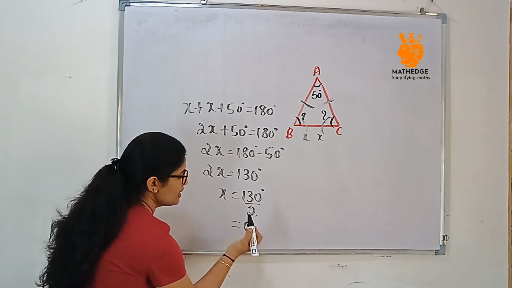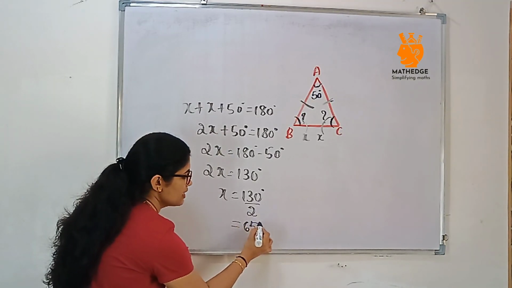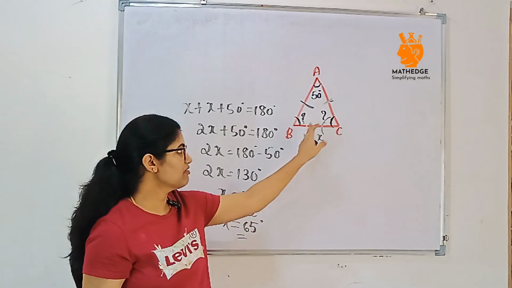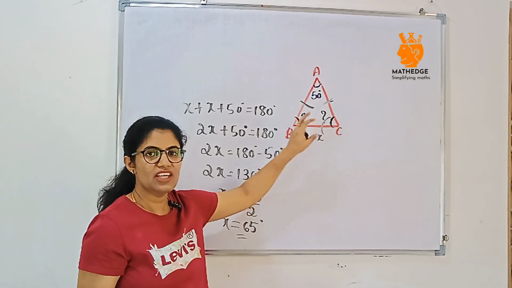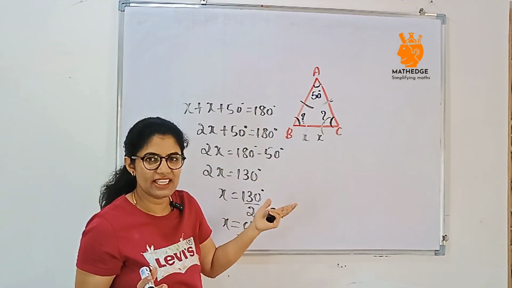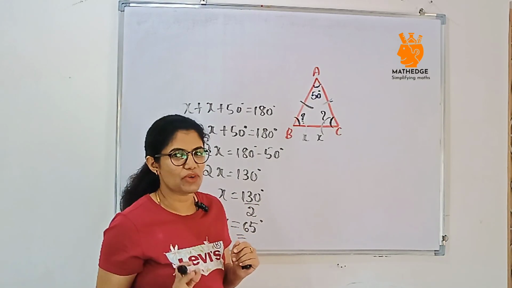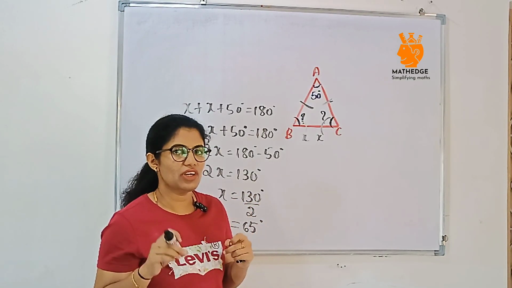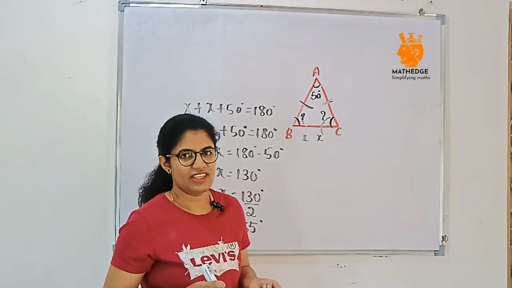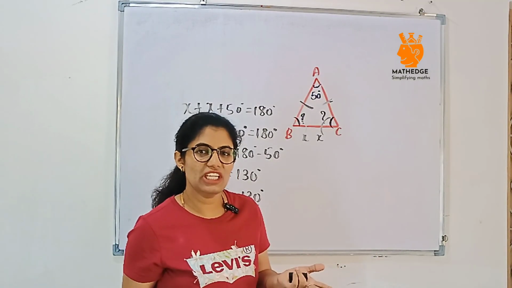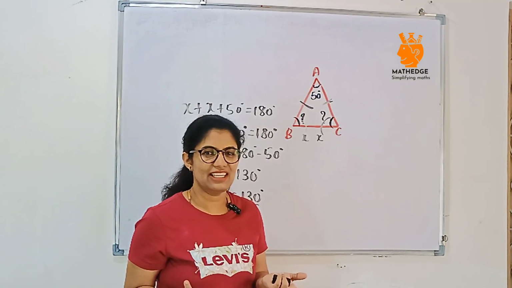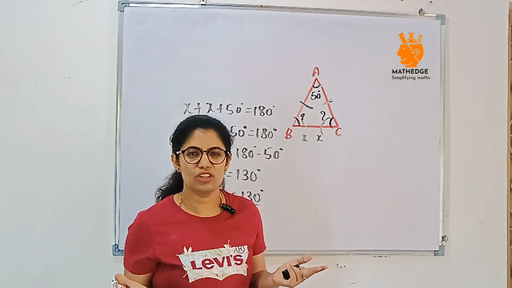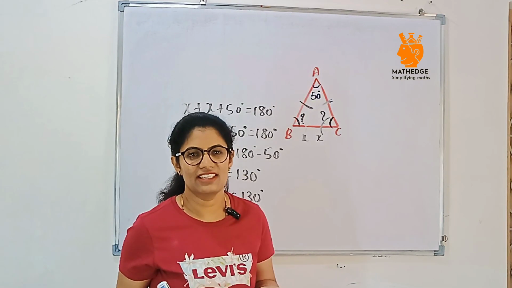Then 2 6s are 12, 1, 2 5s are 10. So the angles of B and C are 65 degree and 65 degree. So if you sum up this, you will get 180. This we will call the angle sum property of a triangle. So we can use it for normal triangles and for isosceles triangles also. And in an equilateral triangle, all the angles are equal, like 60, 60 and 60 degree. Like this we can solve the problems of triangles.